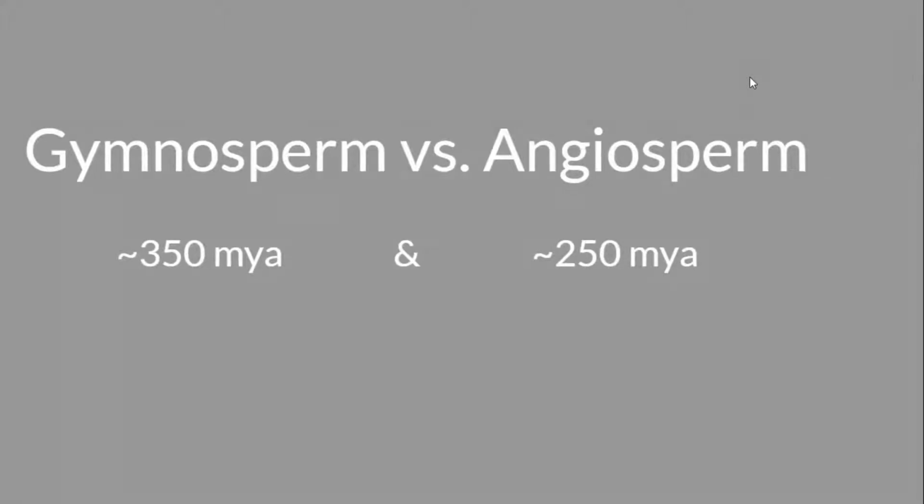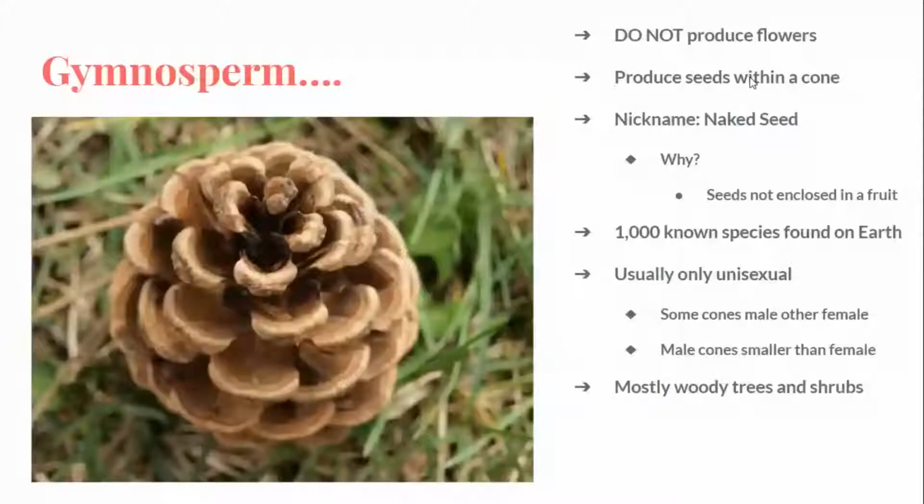Gymnosperms are 350 million years ago, while angiosperms are 250 million years ago. All right, so that's all great, but what are they? So a gymnosperm, so question number 4 is, what do gymnosperms produce? Okay, so gymnosperms do not, I repeat, they do not produce flowers. That is the biggest difference between a gymnosperm and an angiosperm, and we'll talk about that in a little bit.